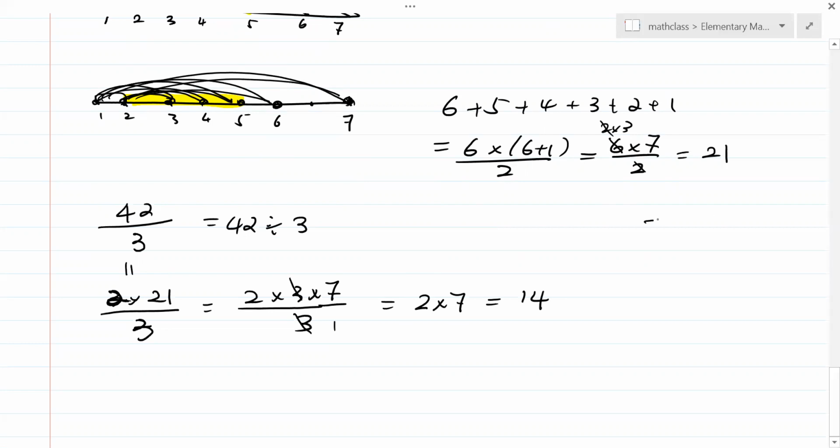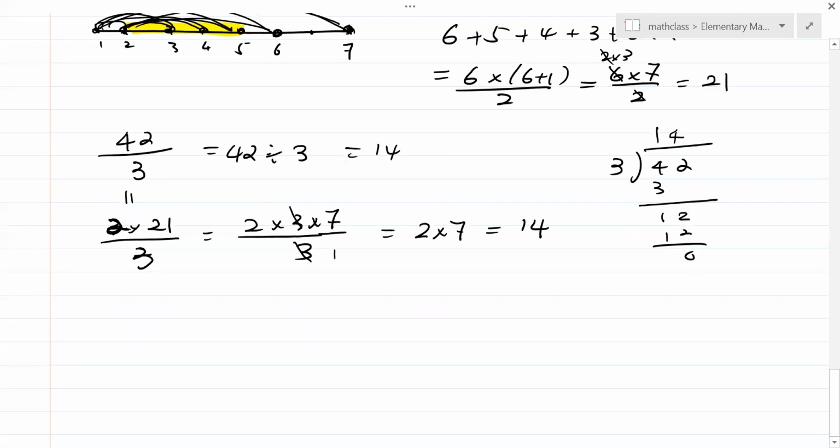Of course, you can also do the division, which you already learned. 3 into 4 is 1, and you have 4 minus 3, which is 1, bring down the 2, and then 12. 3 times 4 is 12, and the remainder is 0. So the answer is 14. That's a different way to do it. But sometimes we don't want to end up like that. We do want to simplify the fraction, otherwise you get decimal numbers if it's not divisible. So this is a quick review on division.